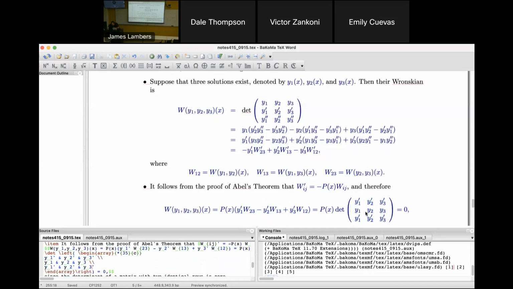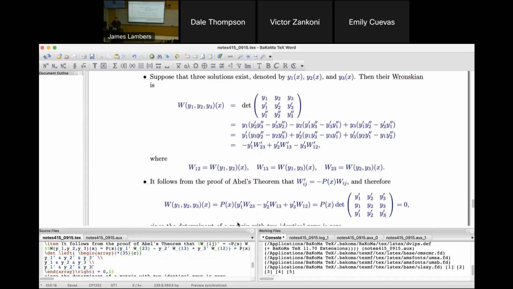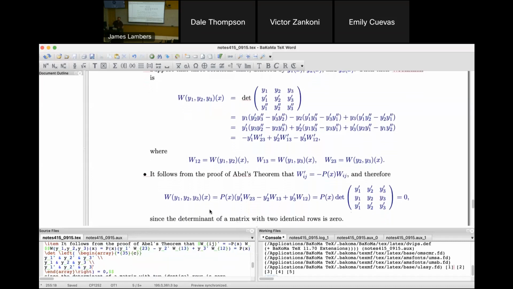So this is the determinant of this matrix. But look at this matrix. First row and the third row are the same. Anytime you have a matrix where any two rows or any two columns are identical, the determinant must be 0. So what this shows is that the Wronskian of any three solutions of this second order linear homogeneous ODE must be 0. So it's not possible, no matter what those solutions are, it's not possible for them to be linearly independent.